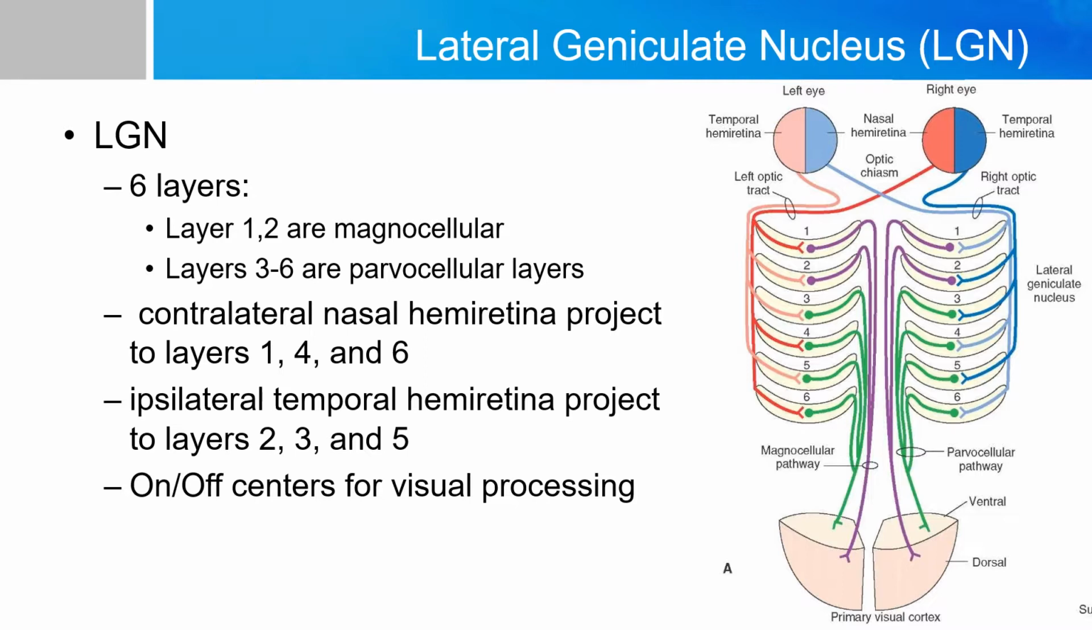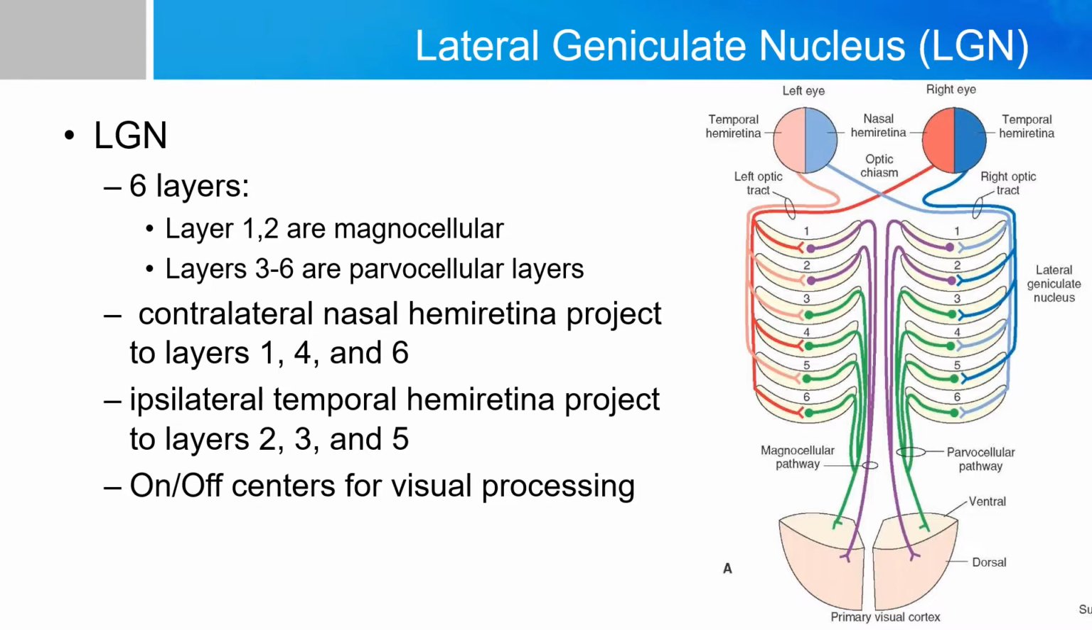The fibers from each eye go into the LGN in separate layers. The axons from the contralateral eye, the nasal hemiretina, will project to layers 1, 4, and 6, whereas axons from the ipsilateral eye, the ipsilateral temporal hemiretina, will project to layers 2, 3, and 5. So there is no crossover between the eyes in the LGN at this point.